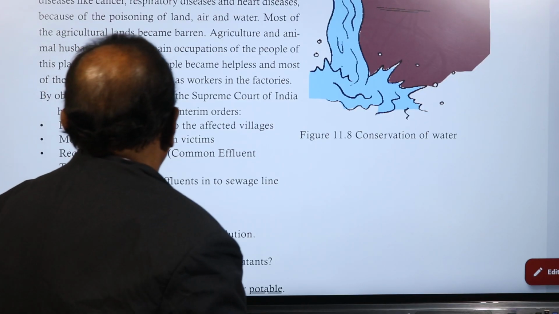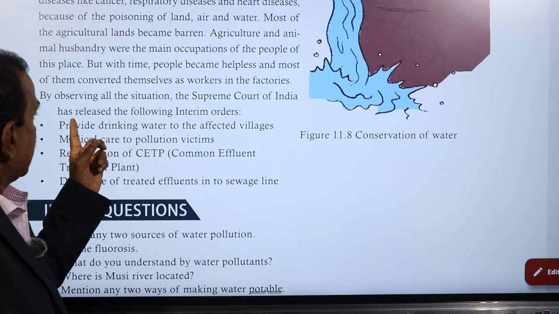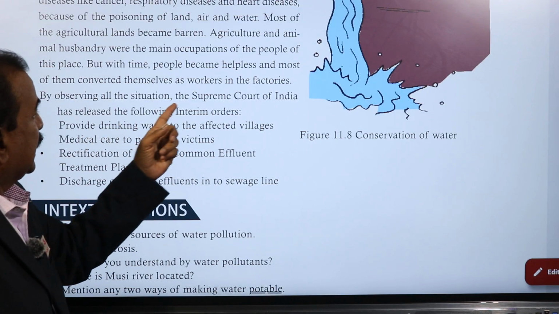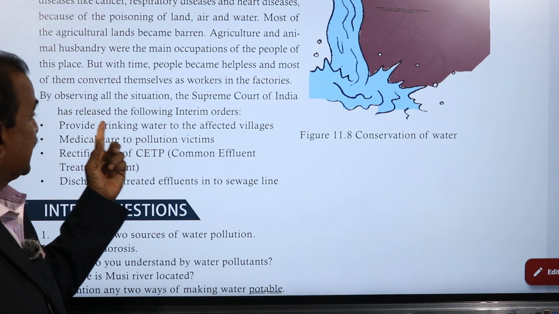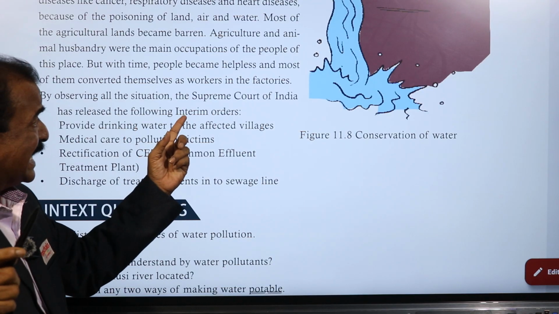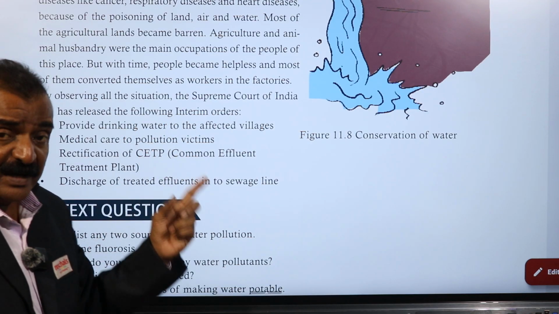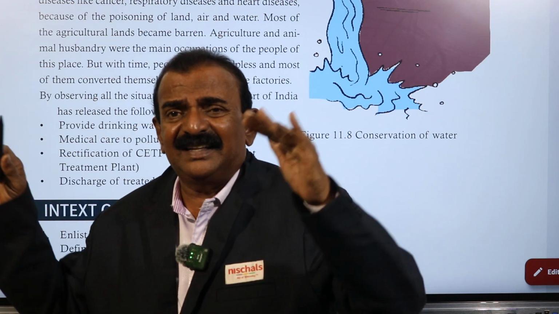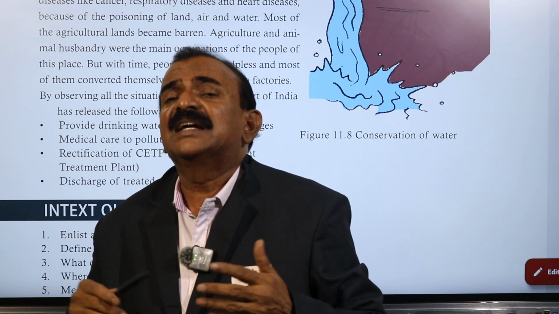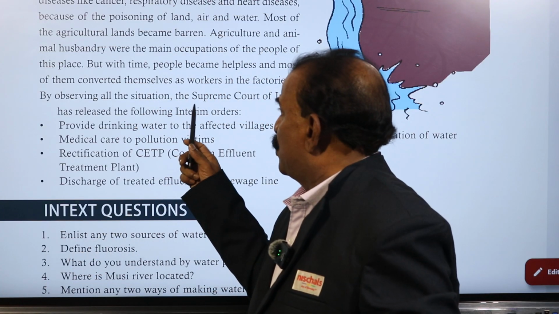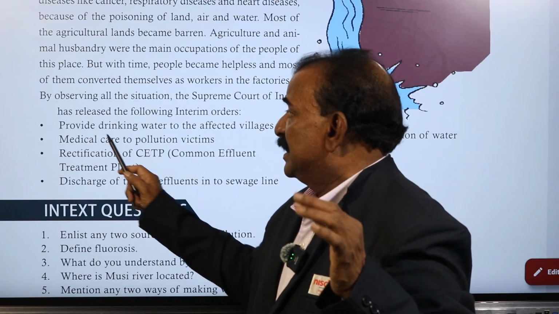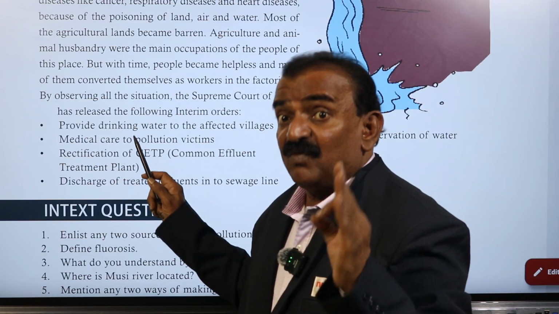Now, you see, provide drinking water to the affected villages. Here, the Supreme Court of India has released the following interim orders, particularly for the people who are living in the area where the industries are located. So people should get drinking water.